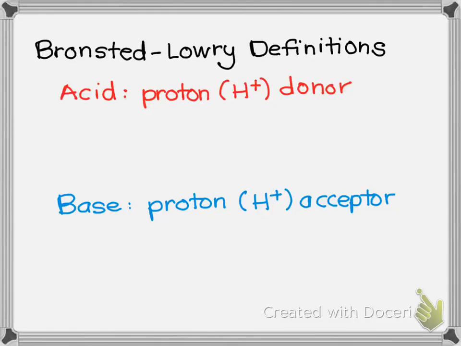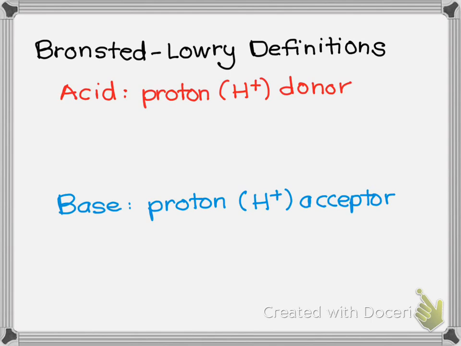We first learned about the Arrhenius definitions for acids and bases, and remember they were limited because they had to be in water. So the second definition, the Bronsted-Lowry definitions, allows a more generalized definition of acids and bases. Now, it does not eliminate the acids and bases that we were talking about before. These definitions include those of the Arrhenius definition. It's just that we don't have to be in water.